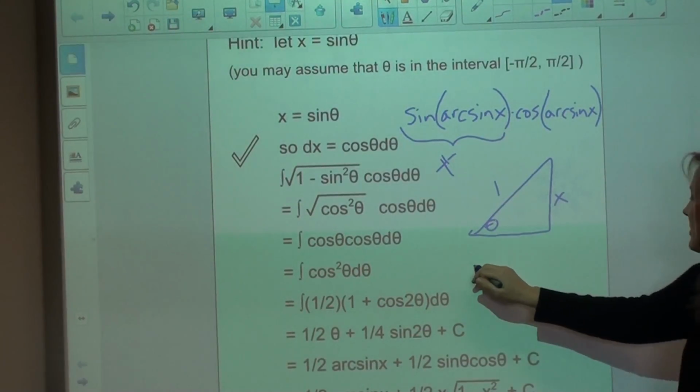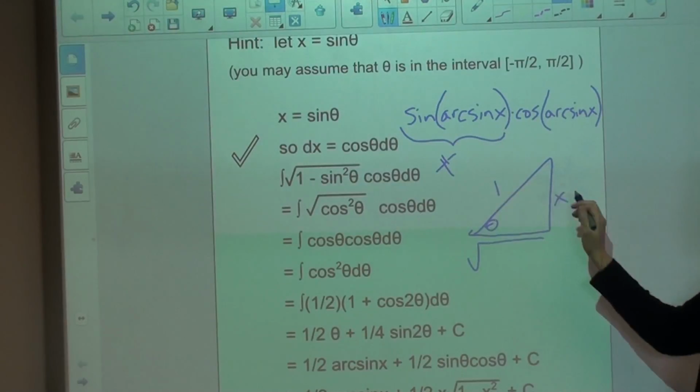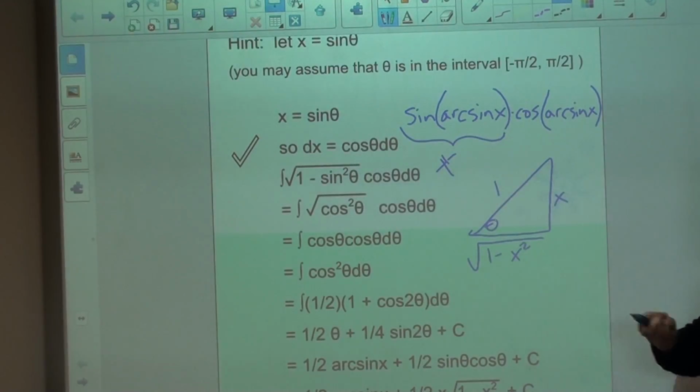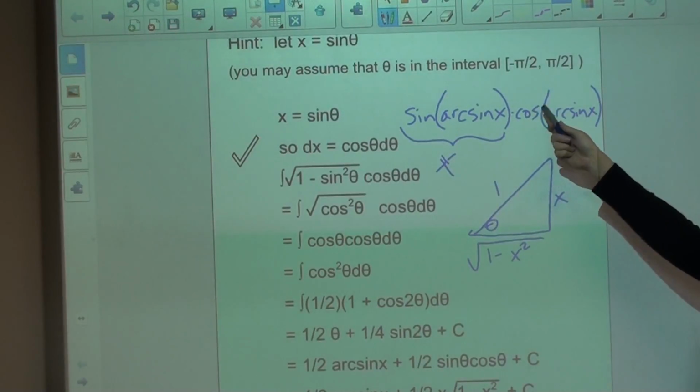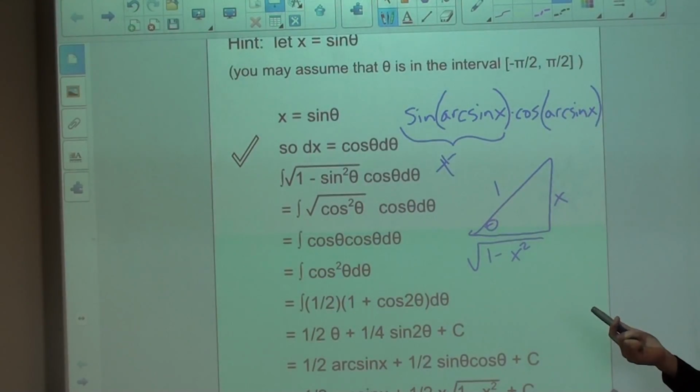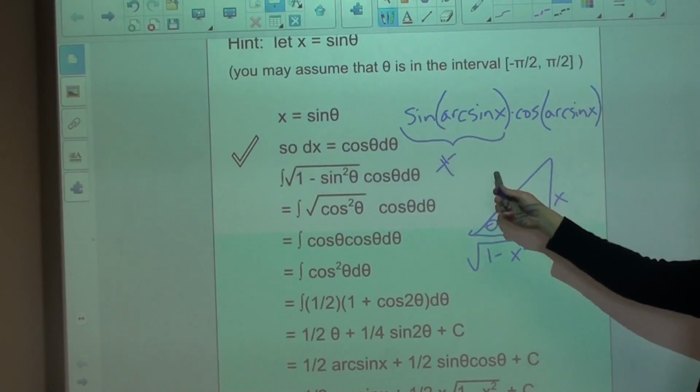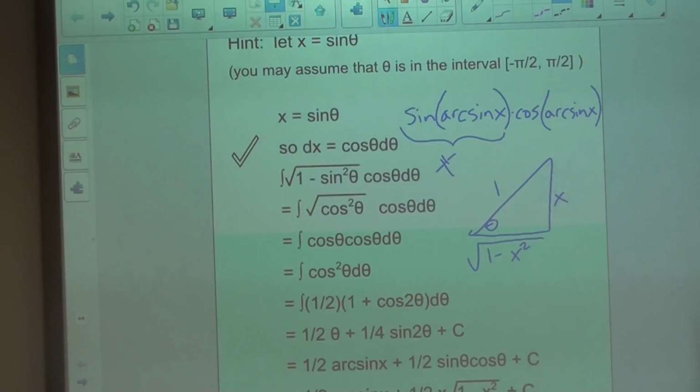By Pythagorean theorem, this side then becomes the square root of 1 minus x squared. And now what do we want? We want the cosine of the angle whose sine is x. Cosine would be adjacent over hypotenuse, so you end up with that root 1 minus x squared. Yeah, fun.